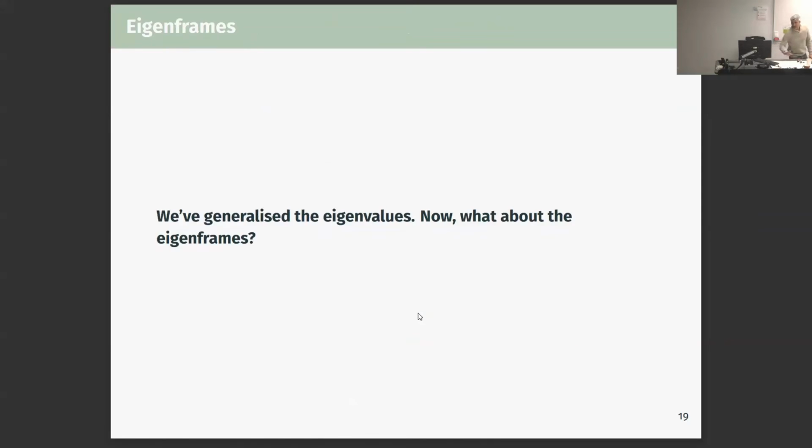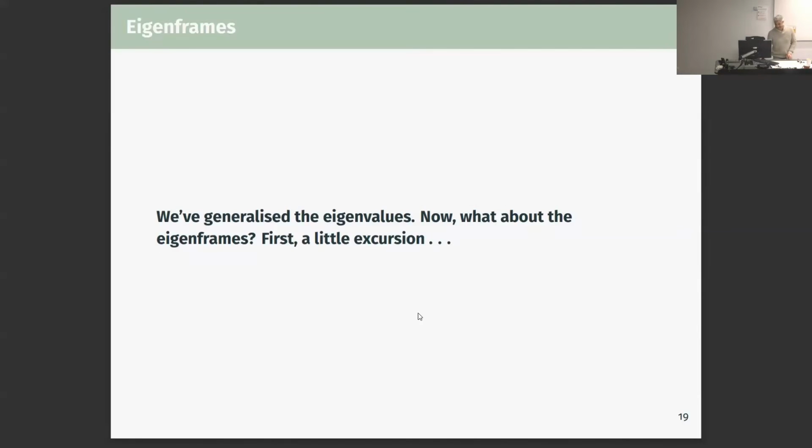Okay, so we've done that to the eigenvalues. What about the eigenframes, the eigenvectors, the rotational component? And this is where everyone has to strap in a bit, because this is where we get into some of the fun stuff. So, take a little excursion.